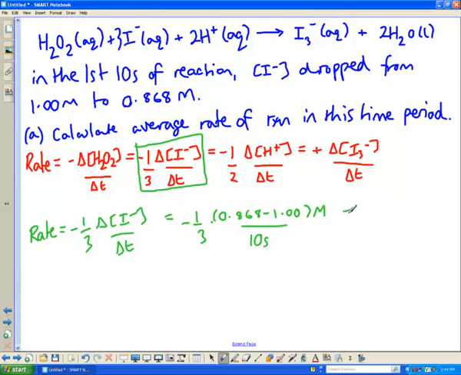And when you multiply all that out, 1/3 times this divided by this, what you get is a value of 4.40 times 10 to the minus third moles per liter per second. And like I said before, if I had the concentration change data for this, and this, with these coefficients in place, I get the same rate no matter whether I'm looking at the reactant or the product.